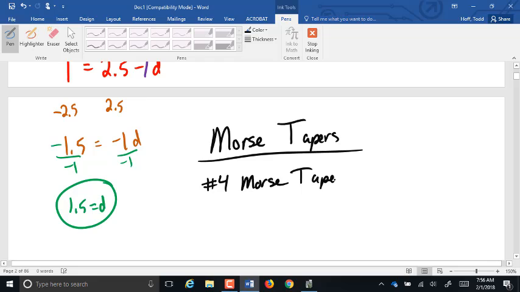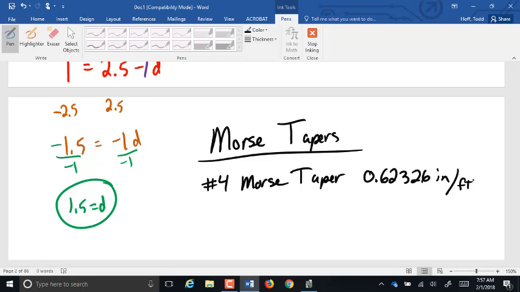A number 4 Morse taper is... That's a number 4 as well? Okay. I know number 4 is very common. A number 4 Morse taper is 0.62326 inches of diameter for every foot of run.